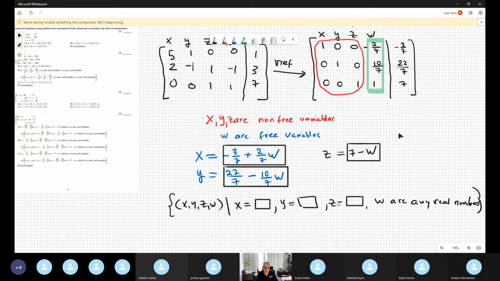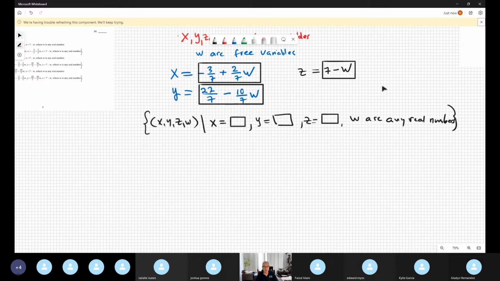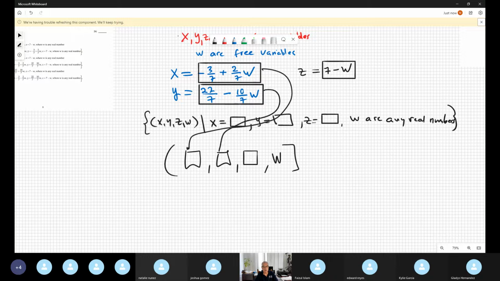Another possibility is you write it as a 4-tuple, so X, comma, Y, comma, Z, comma, W. You copy this expression here, this expression here, this expression here, and W stays there. Everyone understands that W is the free variable. Cool? No problem.